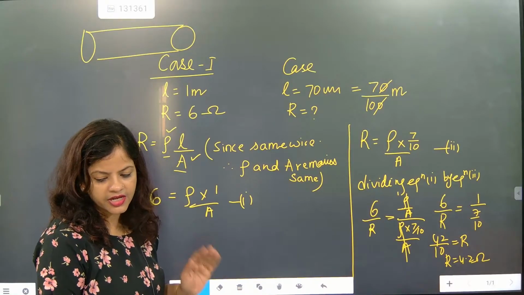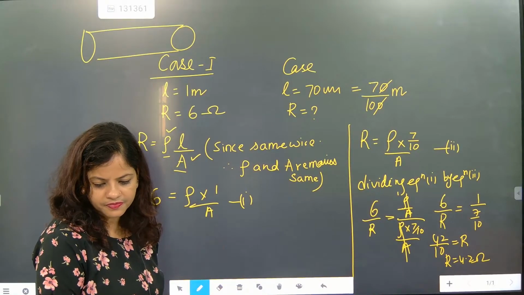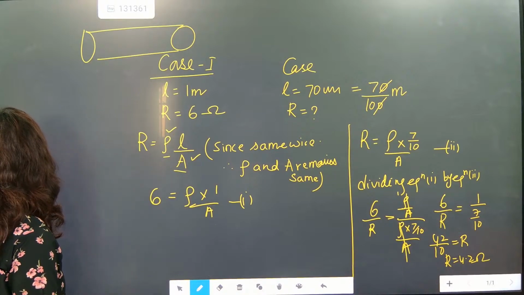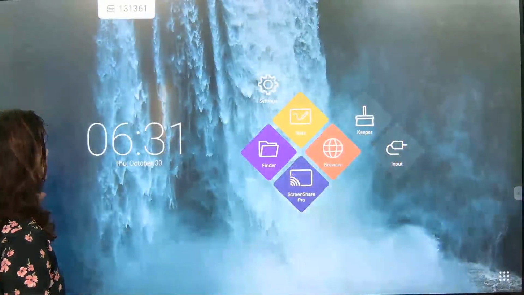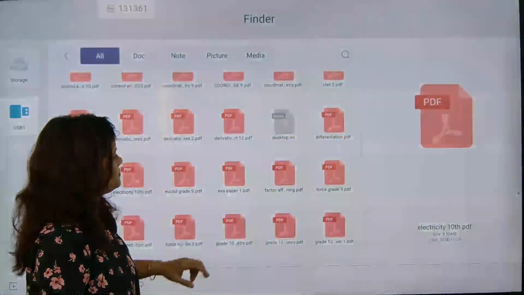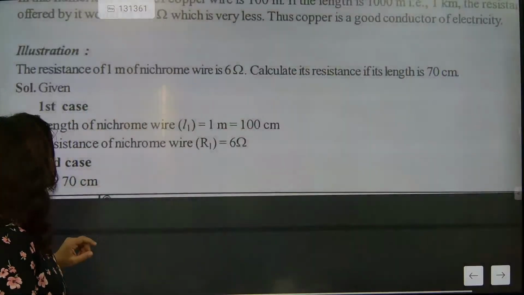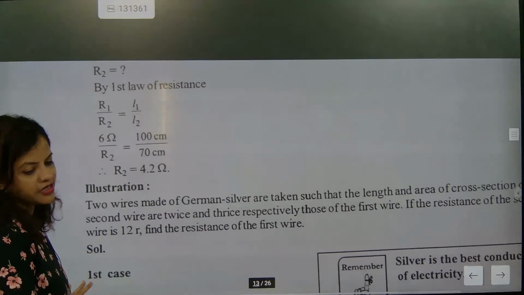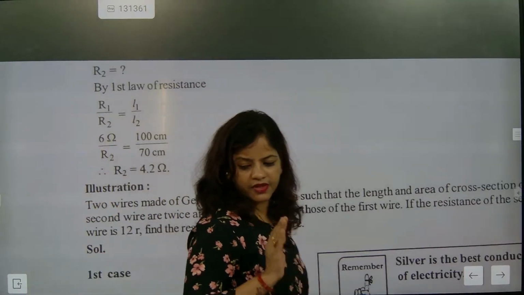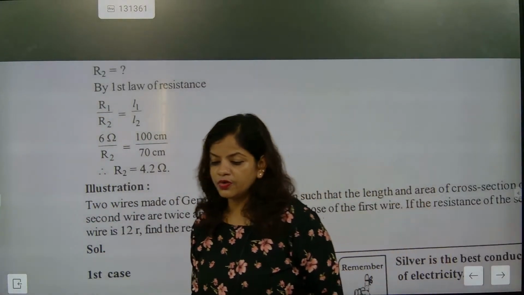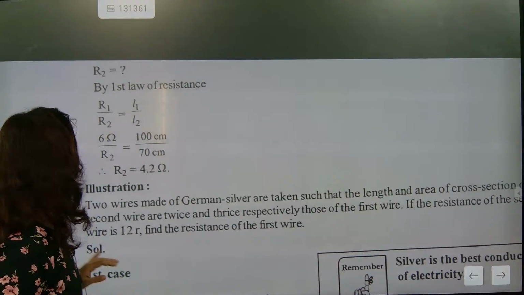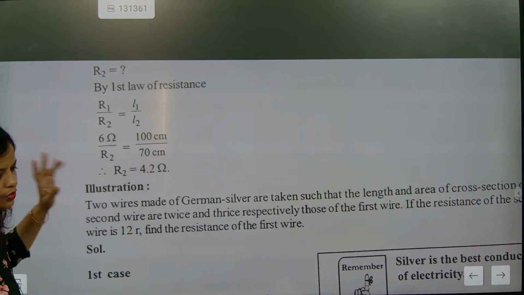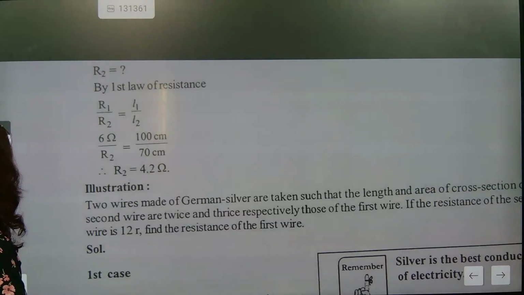Let's check this one. Okay, let's see, Sarthak has given the answer. Is Sarthak correct? The correct answer is 4.2 ohm. The correct answer is 4.2 ohm, and I have solved this one. So now let's see the correct answer. 4.2 ohm. Okay.